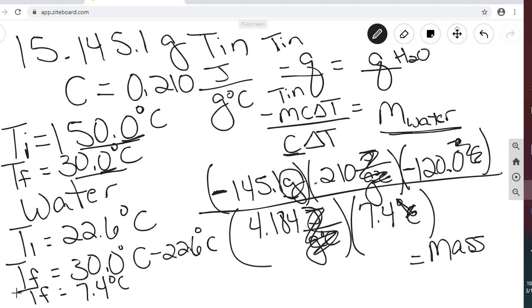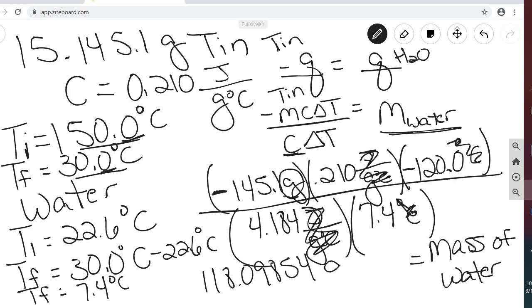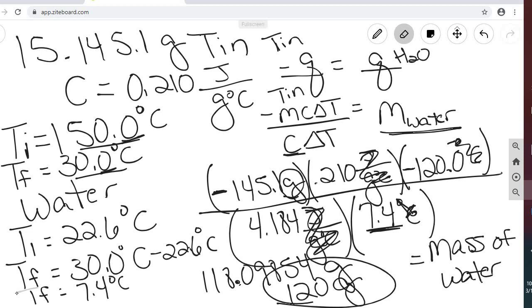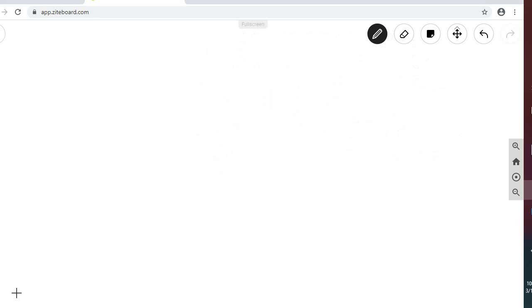So the mass of the water is negative 145.1 times 0.210 times negative 120.0 divided by 4.184 divided by 7.4, and you will get 118.09854 grams for the mass of the water, but we can have just two significant figures, so that would mean we'd have to go with 120 grams is equal to the mass of the water. Okay, so those are the kinds of problems that you need to be able to do for module or chapter 13.